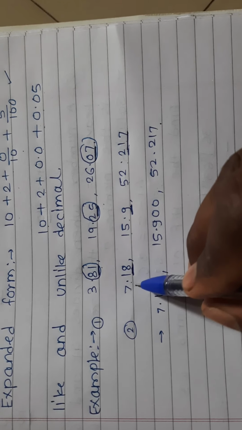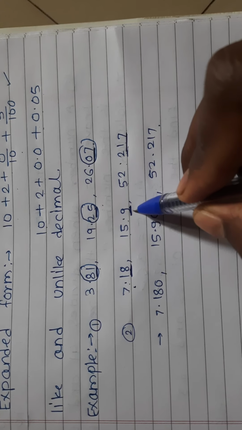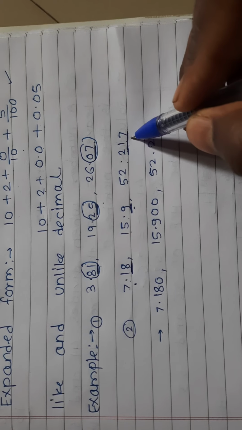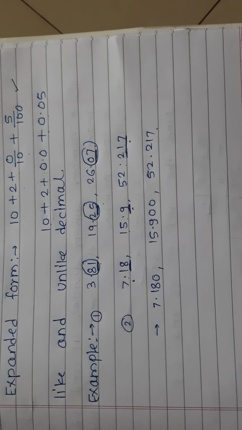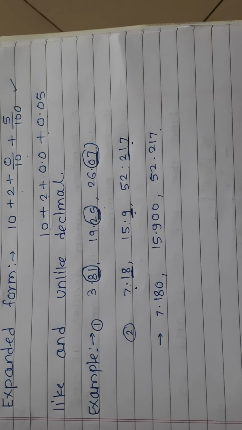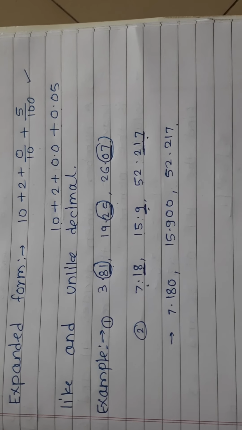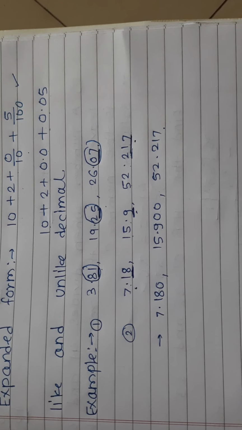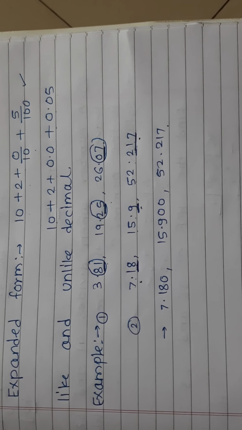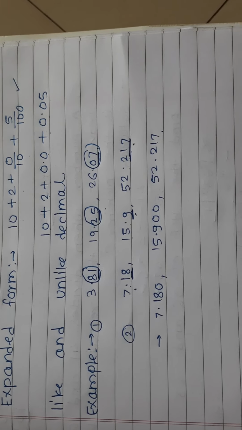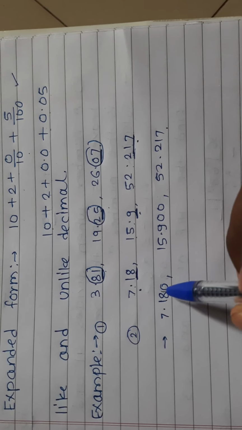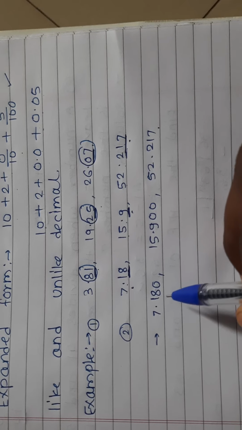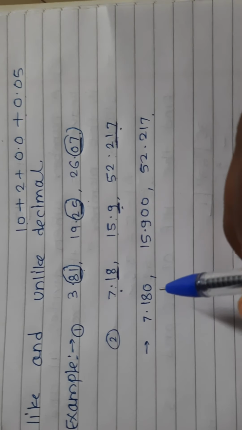First number having two places, second number having only one place, and third number having three places. So the number of places are different, so we call it unlike decimals. Then we want to transfer these unlike decimals into like decimals. Why? Because in the next point we will use the like decimals. So how to convert into like decimals?